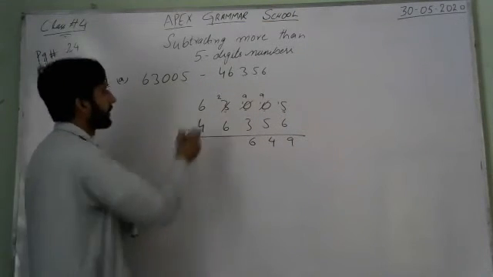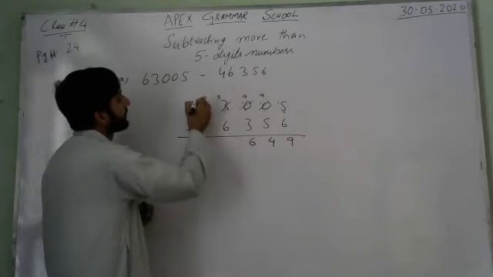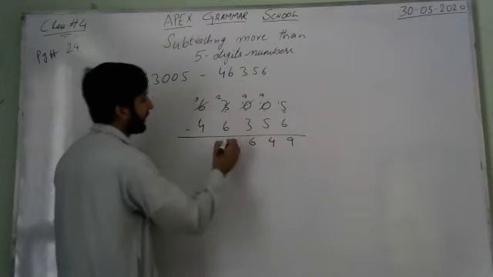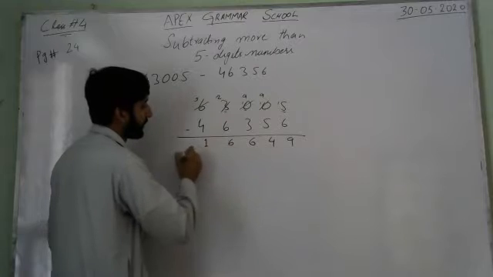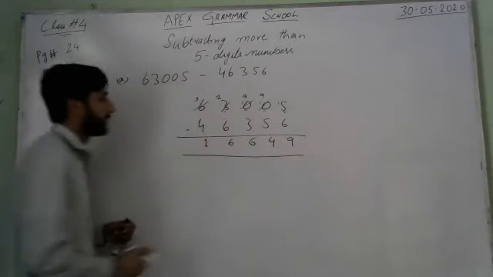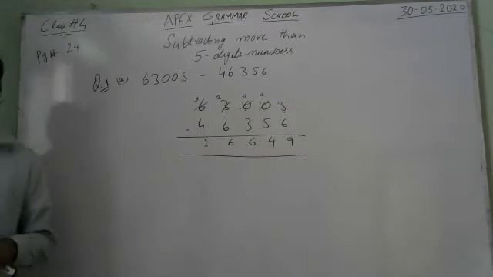We cannot subtract, so again we will take carry. This is 5 and it becomes 12. 12 minus 6 is 6, and 5 minus 4 is 1. So the answer of A part is 16649.